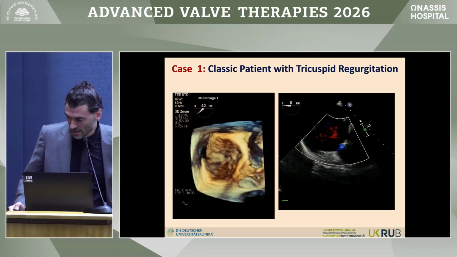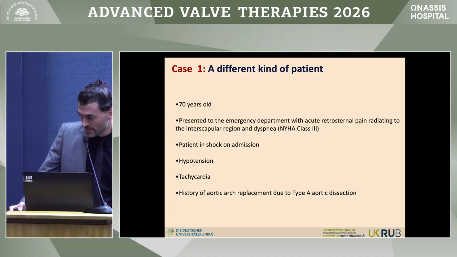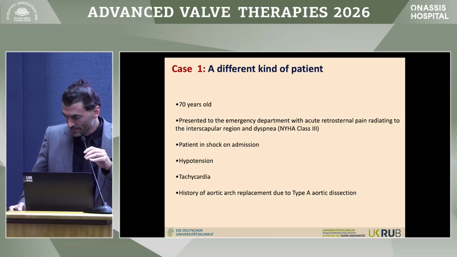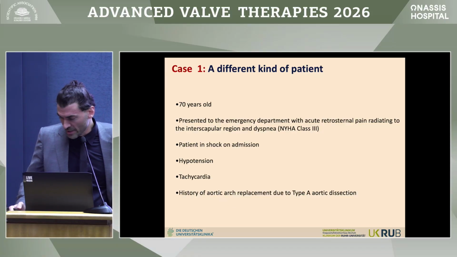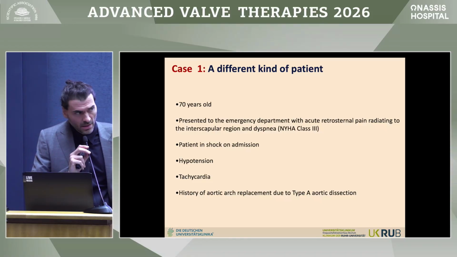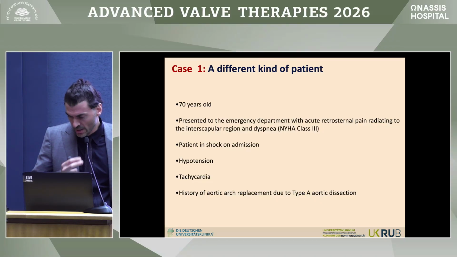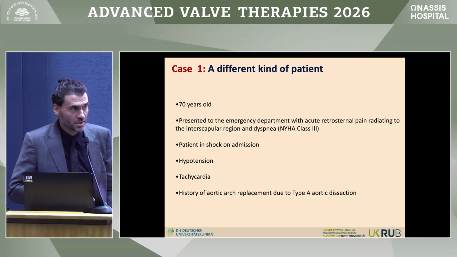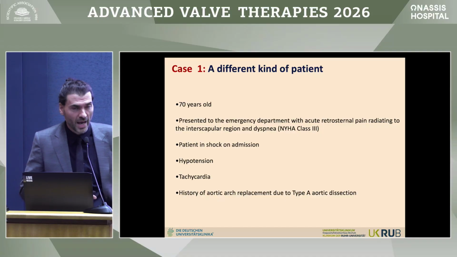The second patient was a little different. He came with other symptoms. He's 70 years old. He presented to the emergency department with acute retrosternal pain radiating to the interscapular region and had dyspnea. He had a shock situation on admission, hypotension and tachycardia, and he has a history of aortic arch operation due to a type A dissection.